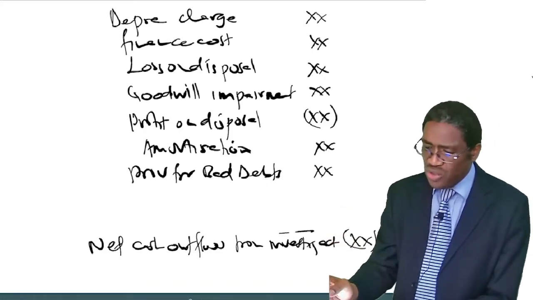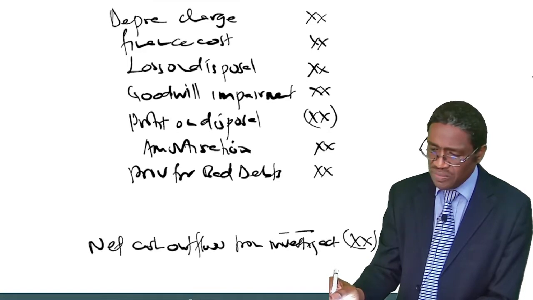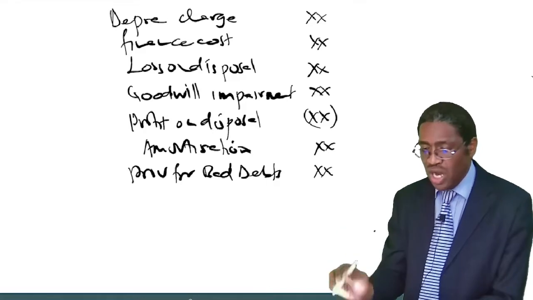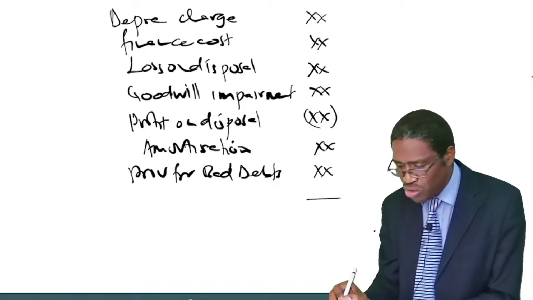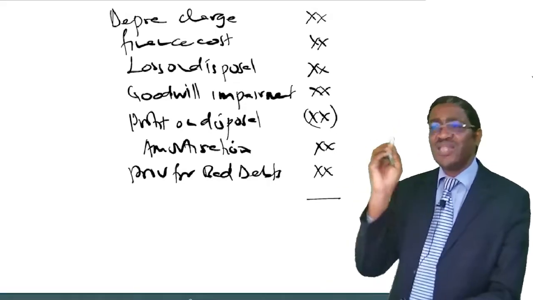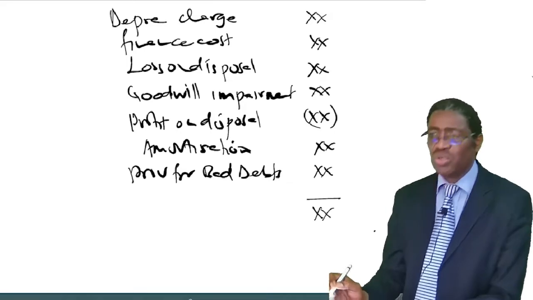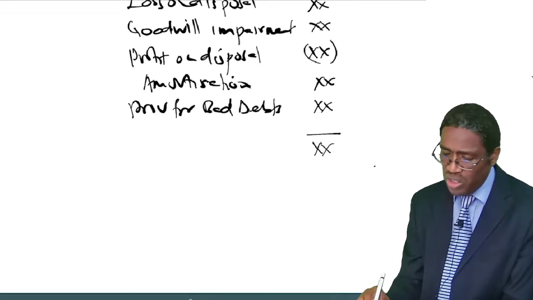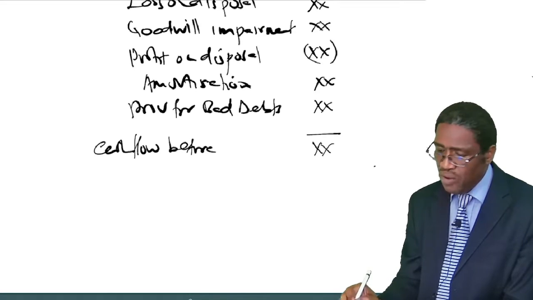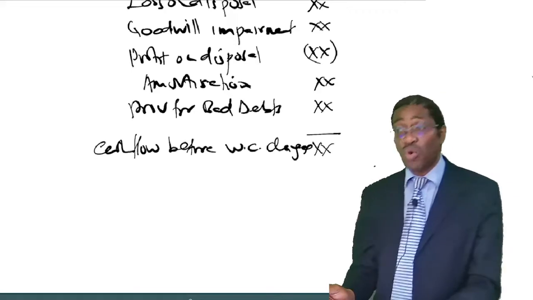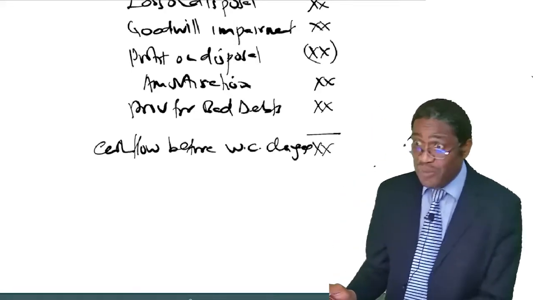Once you are through with that, I hope you still remember, you had to get the totals of all those items, and then whatever you got as the total, what were you calling it? Obviously, you used to call it cash flow before working capital changes. Cash flow before working capital changes. That's what you used to call it.